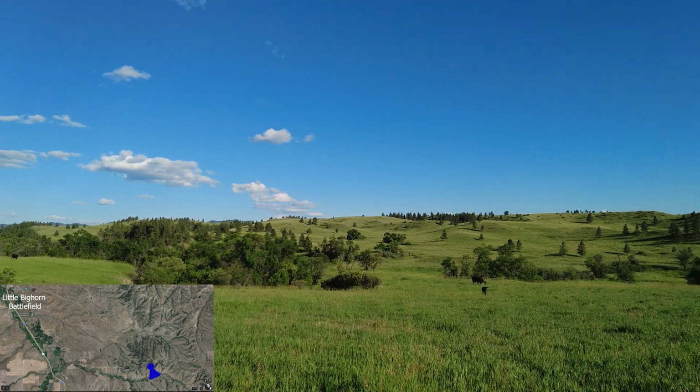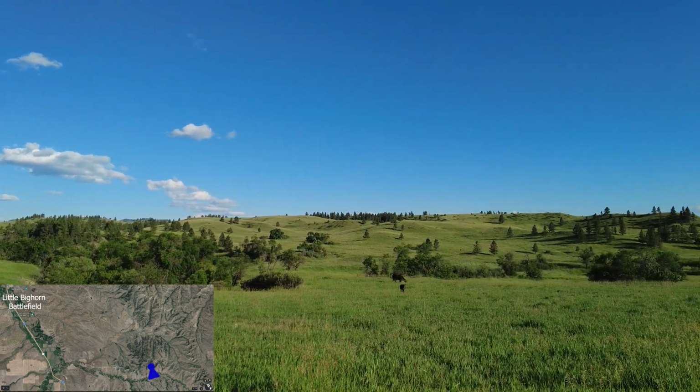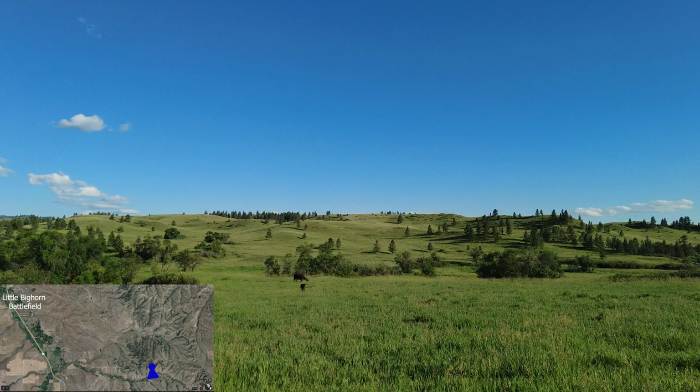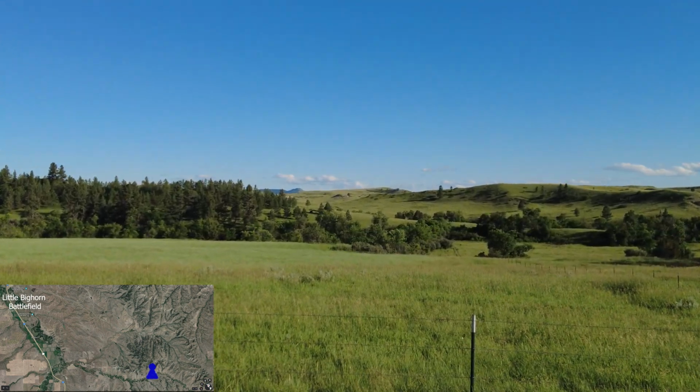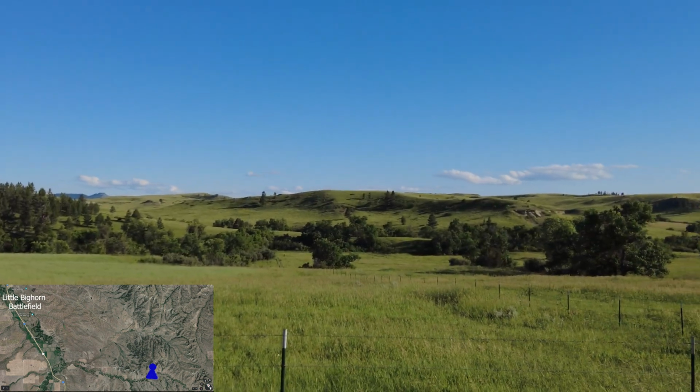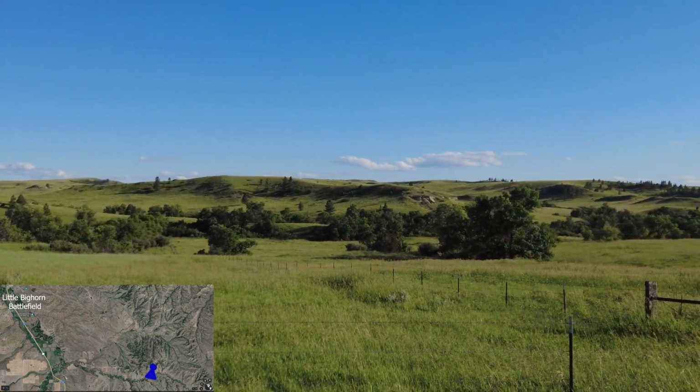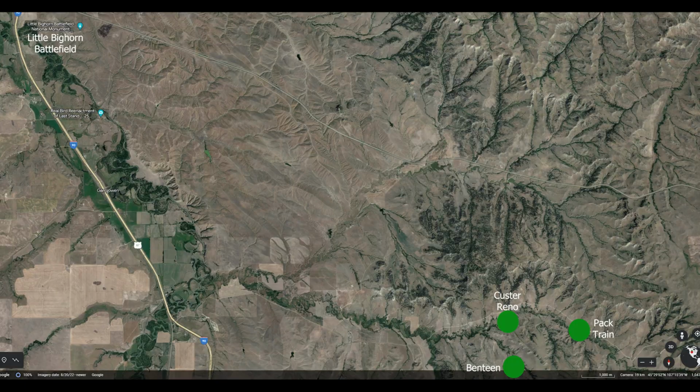Benteen and his troops move out and cross these ridges, scouting the area. They get to what is known as Valley 3, and from a high ridge they don't see any Indian villages in the distance. They move up what is known as No Name Creek to rejoin Custer, who is moving on Reno Creek.